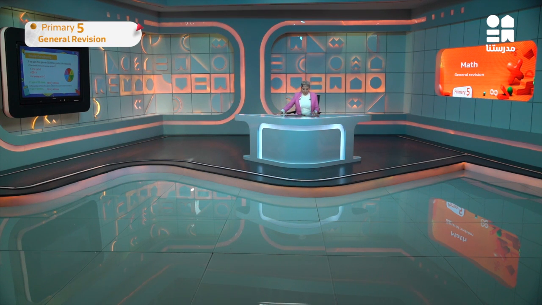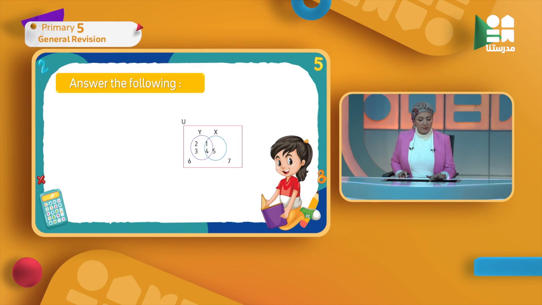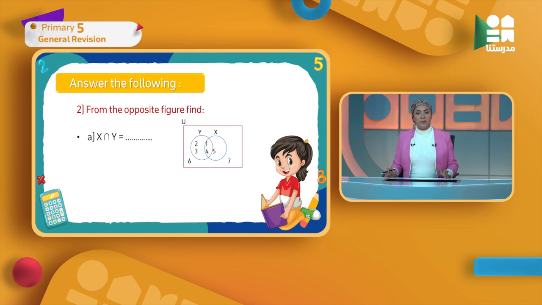Answer the following. From the opposite figure, I want to find x intersect y and x complement. Okay, I have a Venn diagram, a universal set, which is made up of the set of elements 2, 3, 1, 4, 5, 6, and 7. I have the set y: 2, 3, 1, 4, and the set x: 1, 4, and 5, and outside, by themselves, 6 and 7.